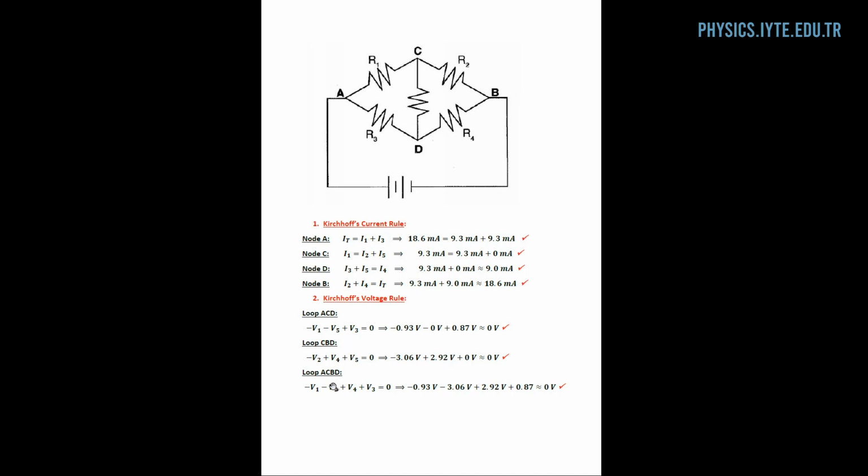For loop ACBD, from A to C, we see a voltage drop, V1. From C to B, we see again a voltage drop, V2. From B to D, we have a voltage rise, V4. From D to A, we again have a voltage rise, V3. When we sum them up, we should get 0. And again, as we see, we nearly get a 0 value. And we can conclude that Kirchhoff's voltage rule is again satisfied for this loop.